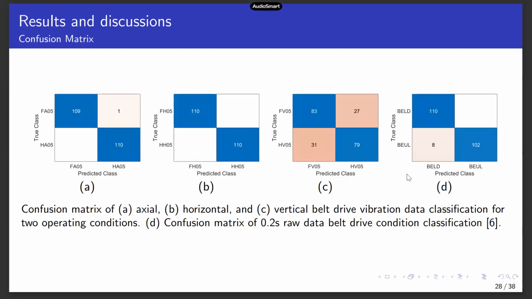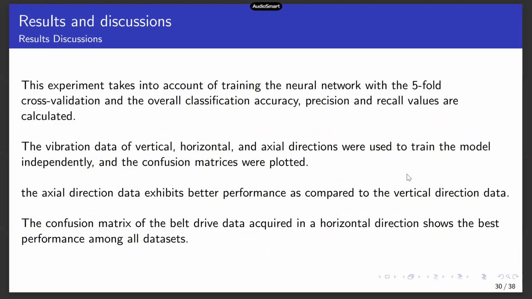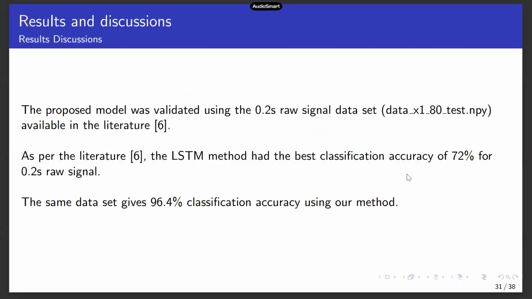The confusion matrices for horizontal, vertical, and axial directions are compared with the confusion matrix of the 0.2 second raw data of the belt drive which we used in the literature review. The confusion matrix for axial, horizontal, and vertical belt drive classifies 4 operating conditions with respect to 1000, 500, and 1000 RPM. These experiments take into account training the neural network with 5-fold classification and the vibration signals in all three directions. We found that axial direction data exhibits better performance as compared to the vertical data. The confusion matrix of the belt drive data acquired in the horizontal direction shows the best performance along the data set.